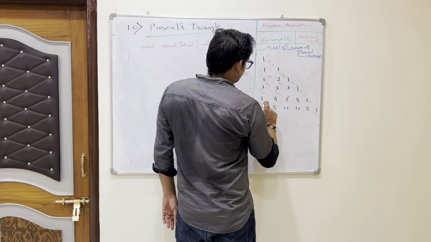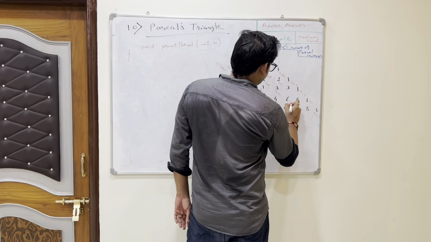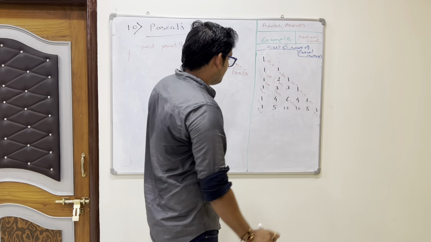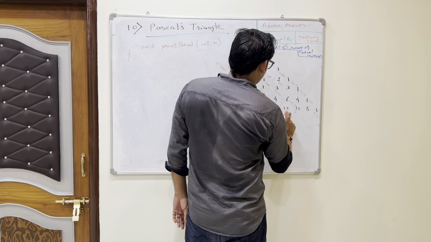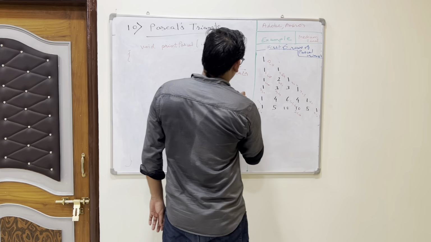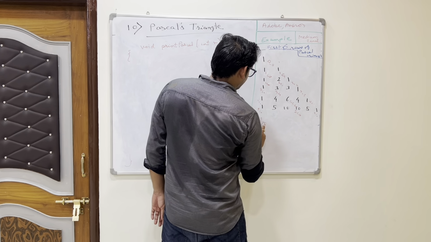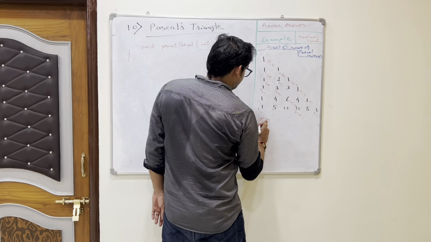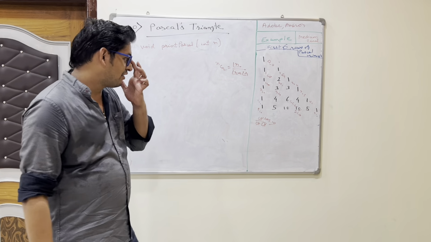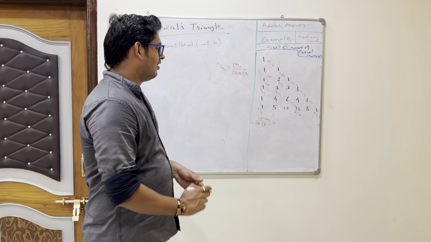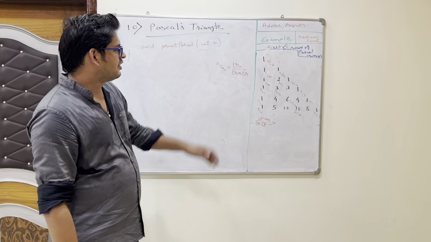What is this? This is the 4th row and columns 0, 1, 2, so 4C2. 4C2 is 6. What is this one? This is the 5th row and columns 0, 1, 2, 3, so 5C3. What is 5C3? 5 factorial by 2 factorial times 3 factorial, right? 4 into 5 is 20, 20 by 2 is 10. So this is working. We can calculate all the elements as the binomial coefficient. So how will we code this?